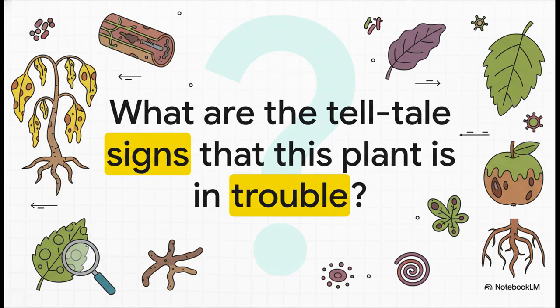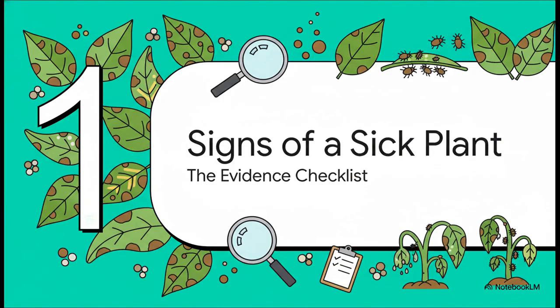Every investigation starts at the scene of the crime. So take a good look at this plant here. It's obviously not having a good time. But if you're the biologist on the case, what are the specific clues? What are the telltale signs you should be looking for? So before we can even think about pointing fingers at a culprit, we need to gather our evidence. And that means learning how to spot the key signs that a plant is actually diseased in the first place.